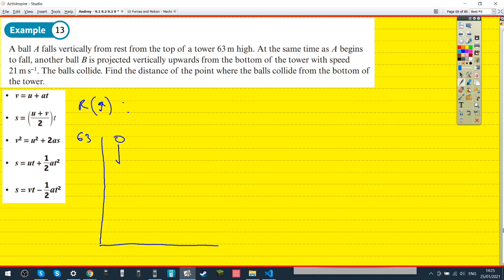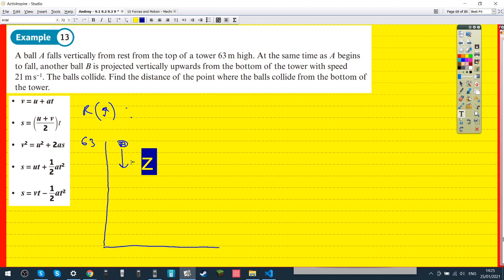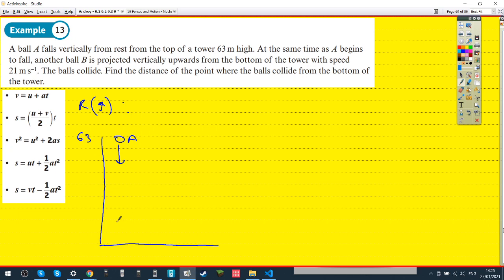You have some ball that falls. So that's A. Then another ball is projected up. The two of them collide somewhere. Find the distance where the balls collide. Let's go with S is 63.